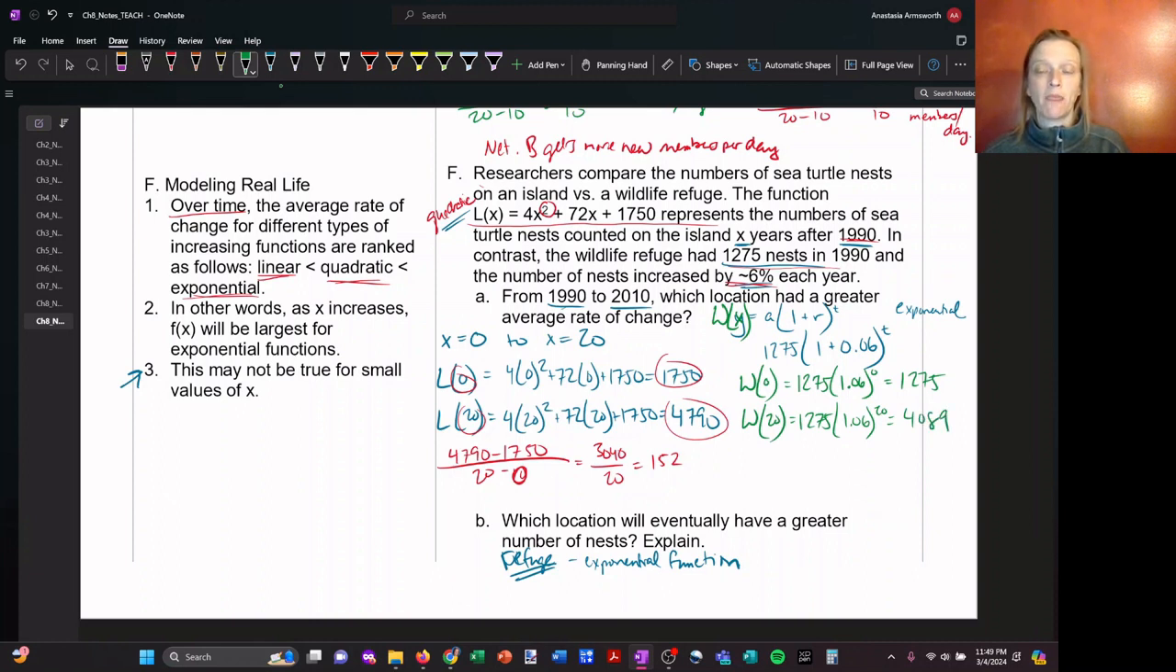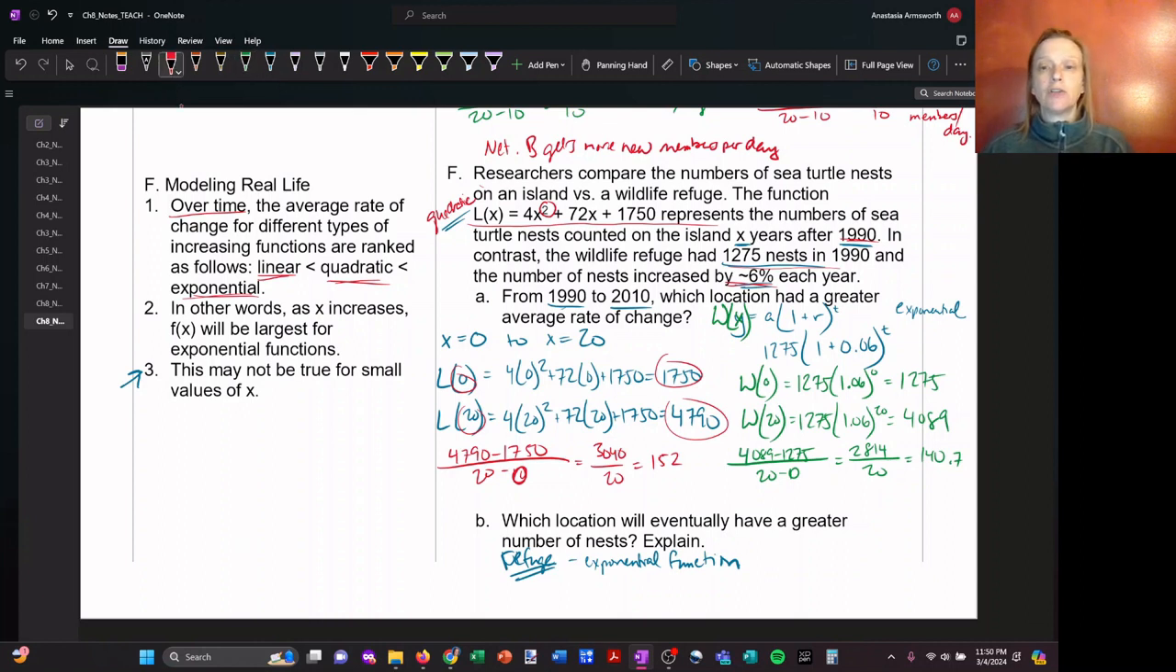4,089. To calculate this rate of change, I do the difference in y values, 4,089 minus 1,275, over the change in x values, 20 minus 0, and you get 2,814 over 20, which is 140.7. This is new turtle nests per year over that time span.